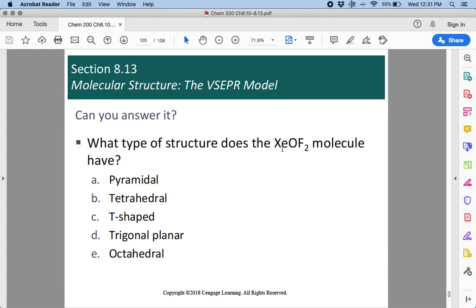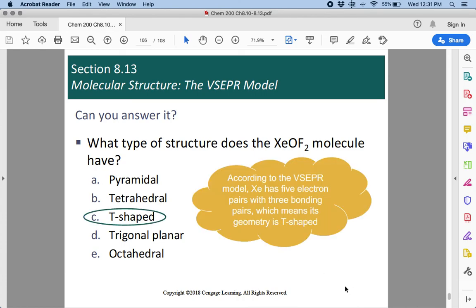What type of structure does XeOF2 have? Again, to do this, you need to be able to draw the Lewis structure. From the Lewis structure, we can figure out the electronic geometry, and from the electronic geometry, we can figure out the molecular geometry. We find out in this case, we have five electron pairs. Three of them are bonding, which means two are non-bonding or lone pairs, which means the molecular geometry would be T-shaped.